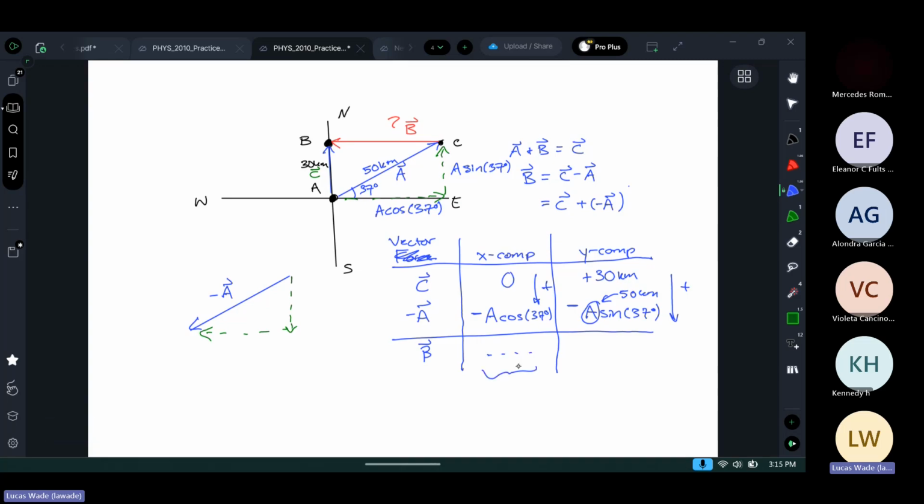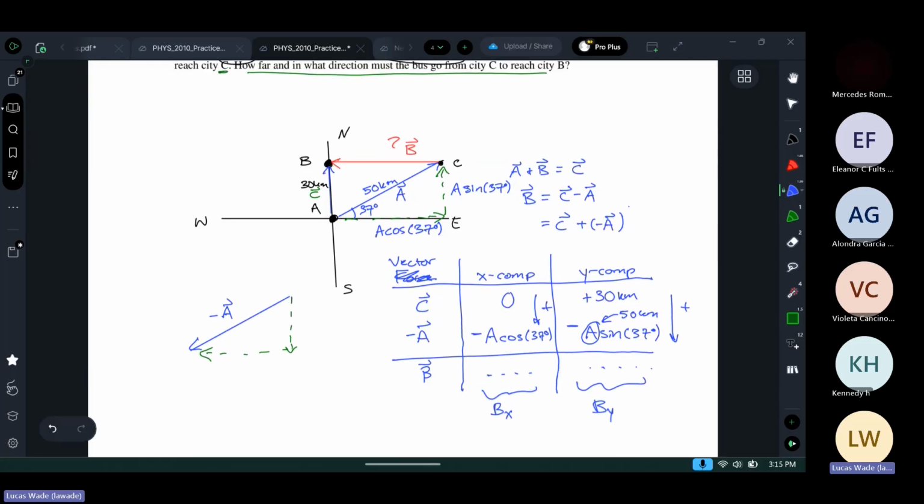Those numbers correspond to the x component of vector B and the y component. And then I can do Pythagorean theorem to figure out the distance or size of the displacement that I need. And then I can do trig to figure out the direction, again, as usual.